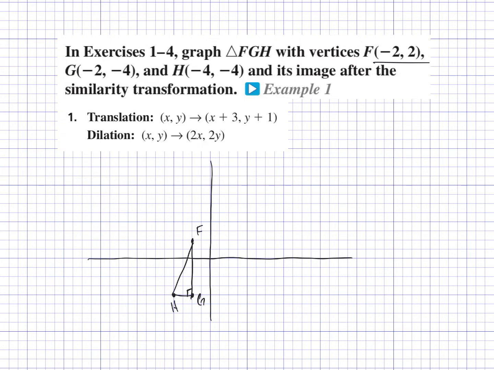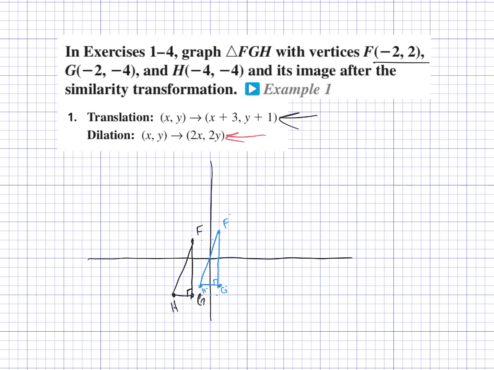So now, what are we doing to it? Let's do the first thing here. So we'll do this one in blue. So we're going to go to the right 3 and up 1. So 1, 2, 3, up 1. That's G prime. 1, 2, 3, up 1. That's H prime. And F is up over 3. 1, 2, 3, and up 1. So that's F prime. So that is a rigid motion, meaning it didn't change shape. Okay? So that's translation, but now we have dilation.